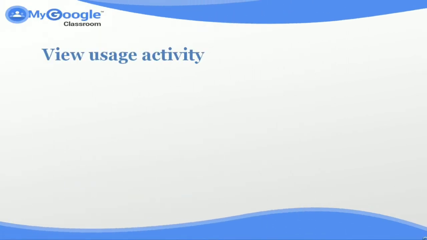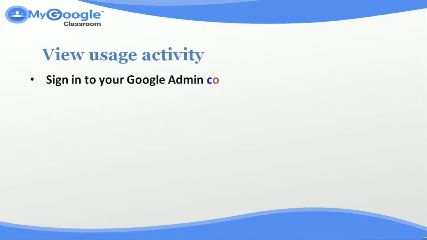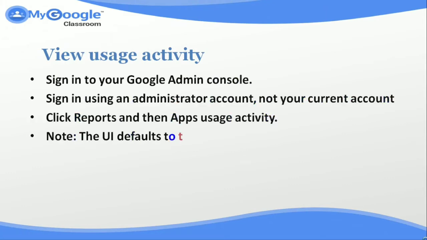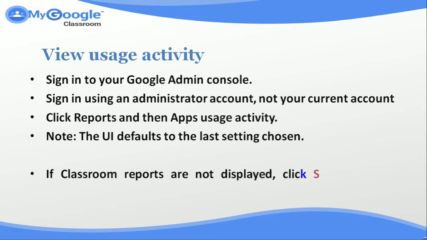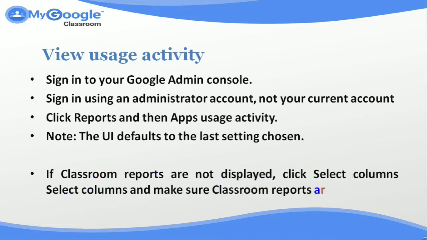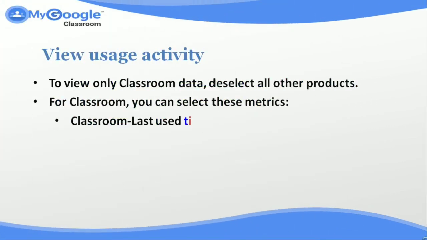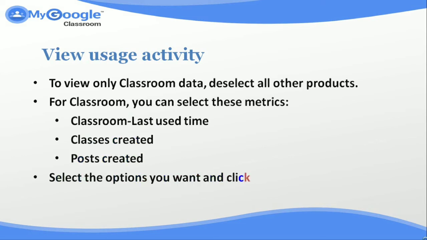Sign into the Google Admin Console. Sign in using an administrator account and not your current account. Click Reports and then Apps Usage Activity. Note the UI defaults to the last setting chosen. If Classroom reports are not displayed, click Select Columns and make sure Classroom Reports are selected. To view only Classroom data, deselect all other products. For Classroom, you can select these metrics: Classroom last used time, classes created, posts created. Select the options you want and click Apply.